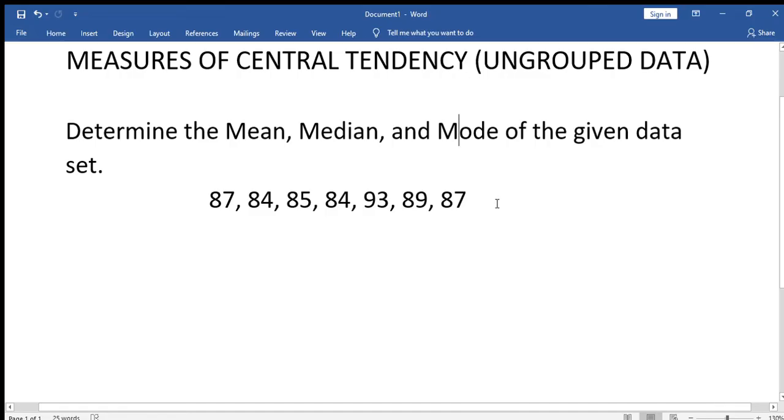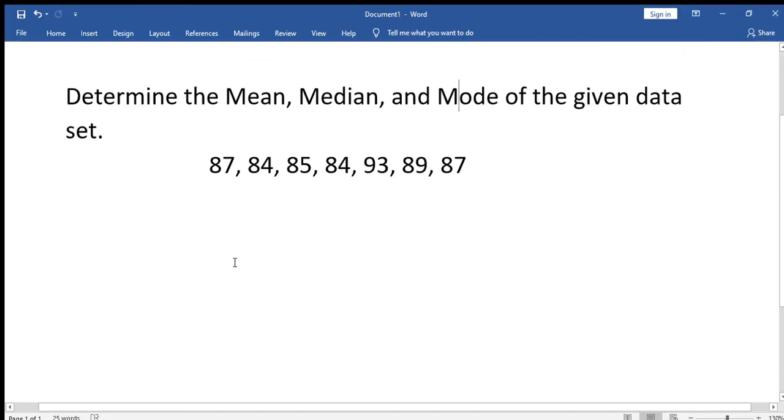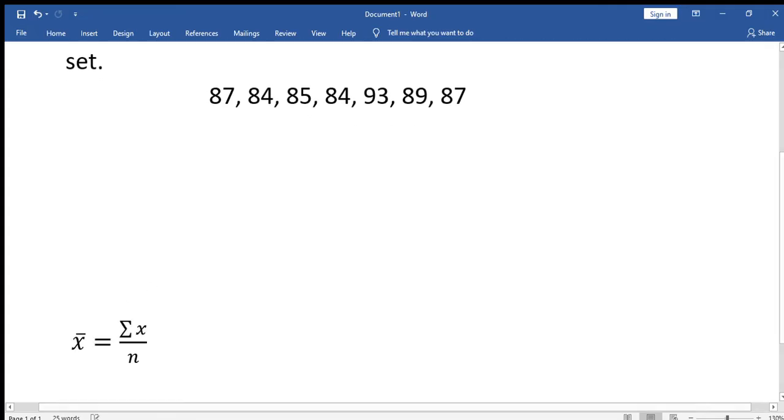Okay, so let us try to find out the measures of central tendency given the following scores. We have 87, we have 84, we have 85, we have 84, 93, 89, and 87. So we are going to find out what is the mean of these scores. We are also going to find out the median and the mode. We are going to use the formula if we are using ungrouped data, this formula. So this is the formula in finding the mean.